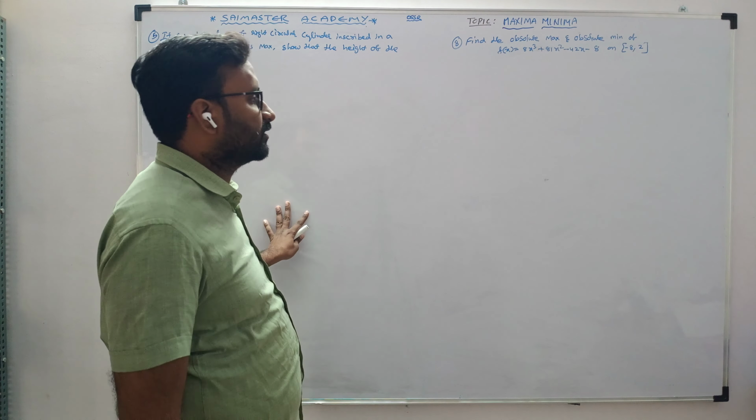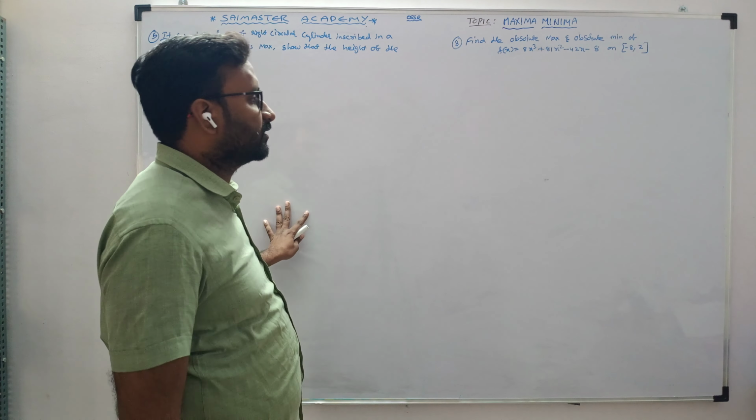This is clearly the height of the cylinder. Let this be the height and take this radius as capital R. Capital R is the radius of the cylinder, and small r is the radius of the sphere that is given in the question. He is asking to prove that the curved surface area of the cylinder is maximum, where the cylinder is inscribed in a sphere.